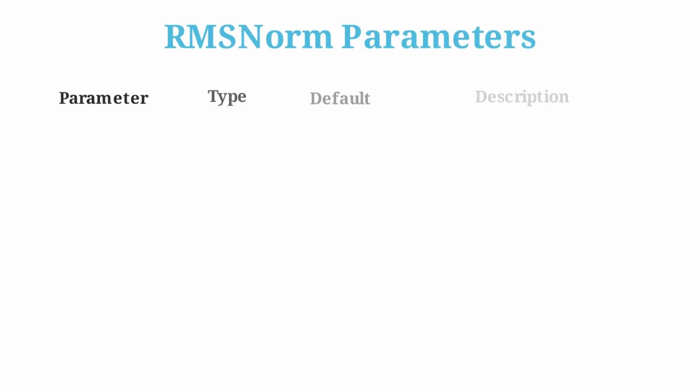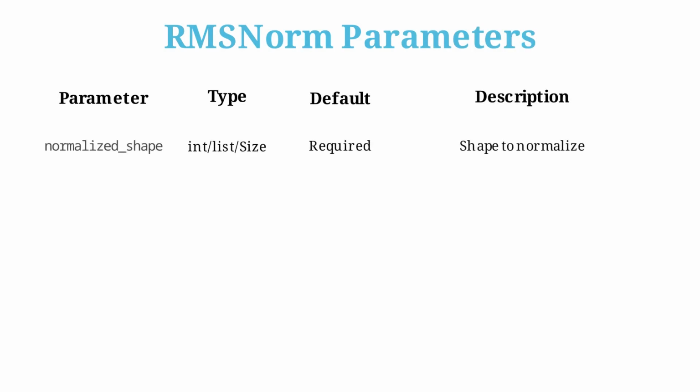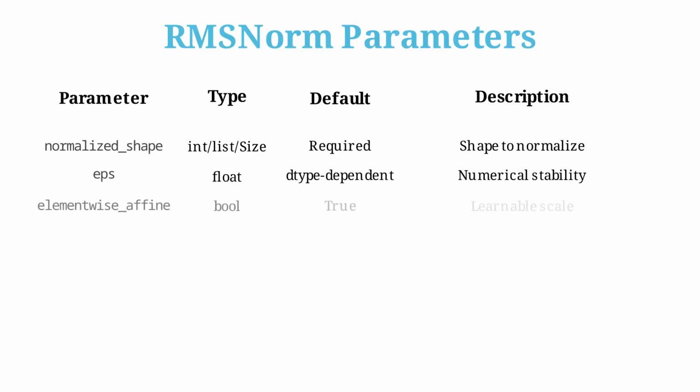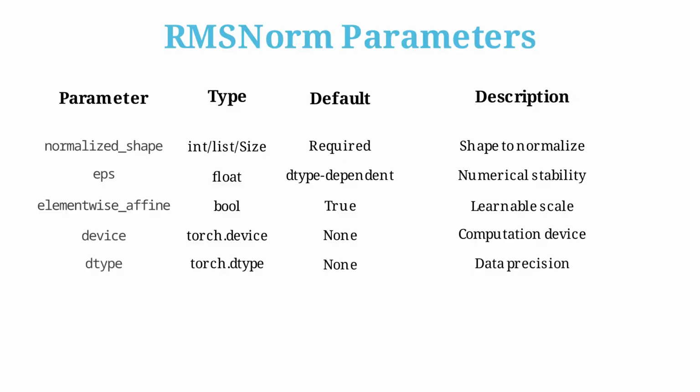Let's explore the complete parameter documentation for RMSNorm. This table provides a comprehensive overview of all parameters you can configure. The normalized shape parameter is required and determines which dimensions are normalized. The eps parameter provides numerical stability with intelligent defaults based on your data type. The elementwise affine parameter controls whether we have learnable scale weights. Device and dtype parameters let you control where and how the computation happens. Understanding how each parameter affects the output is crucial for effective usage.